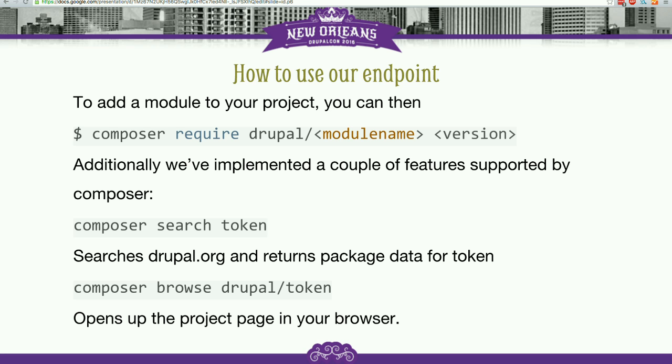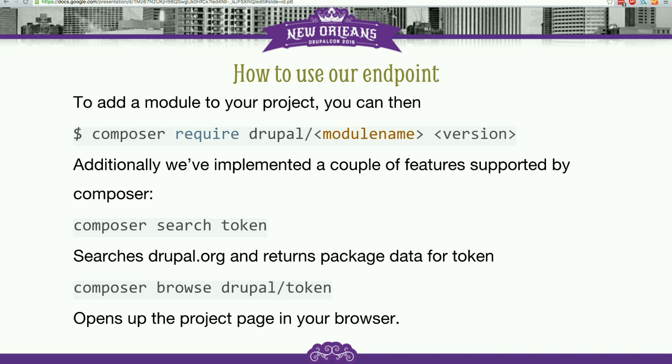Additionally, we've implemented a couple of other composer features that are also supported. Like if you do a composer search, it's going to hit our search API and hit our Solr servers and respond with stuff that composer can understand. And then composer browse works as well. So if you just want to go straight to the project page, you can just type composer browse Drupal/token.